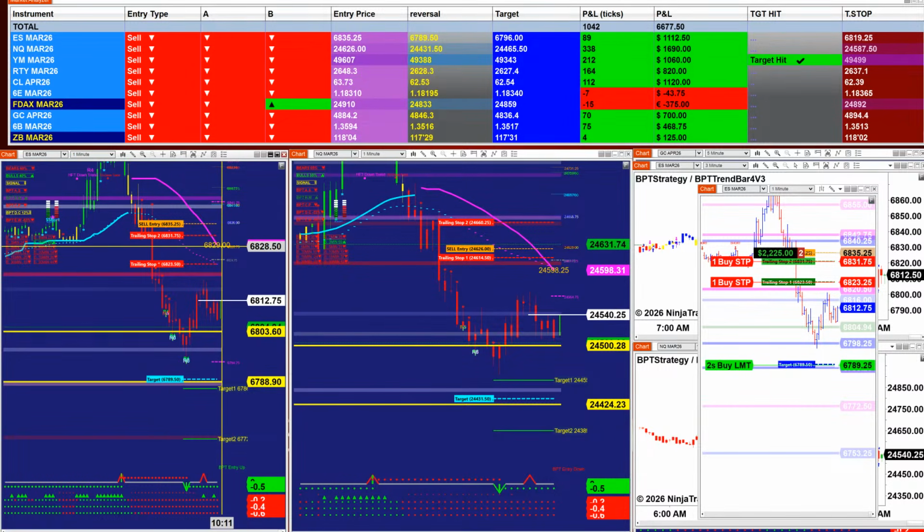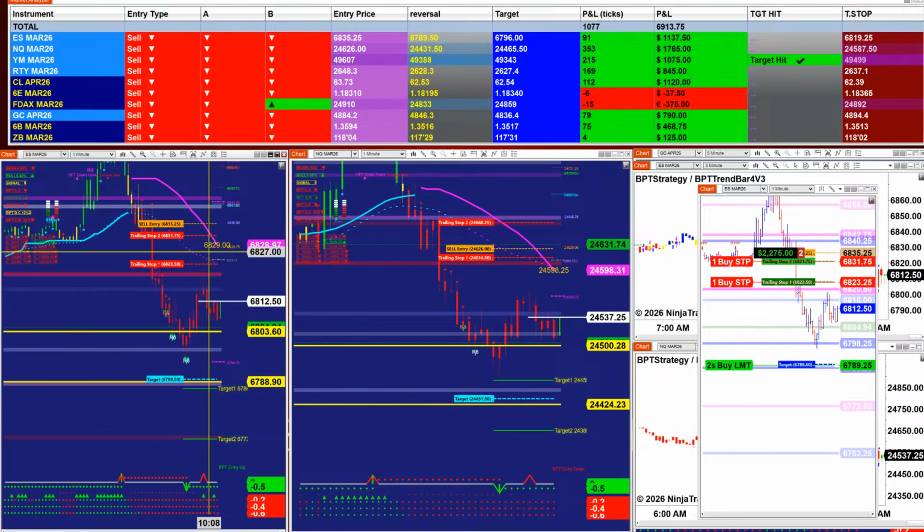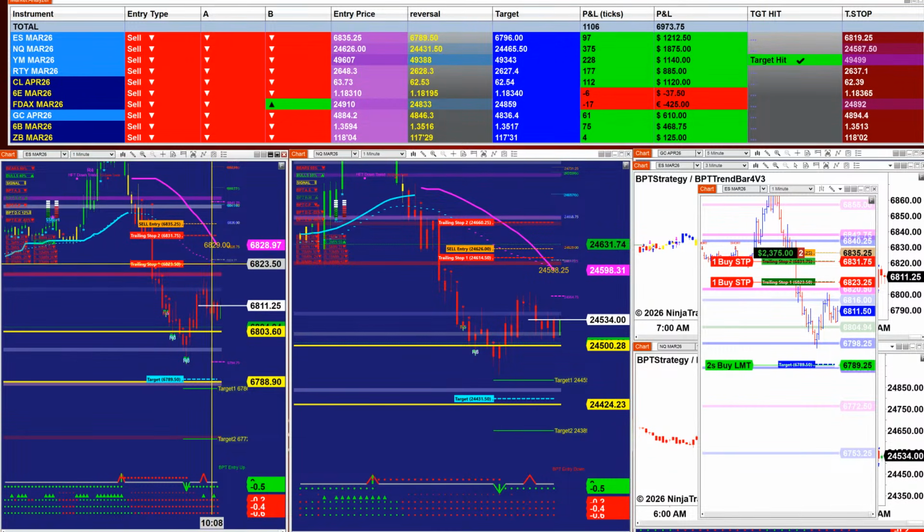and then you have this yellow number from our moving average. So there is a lot of resistance in this area, and the best re-entry right now is 6823 short.